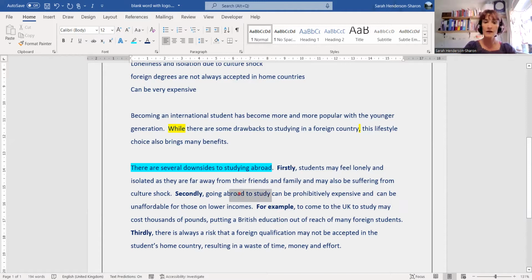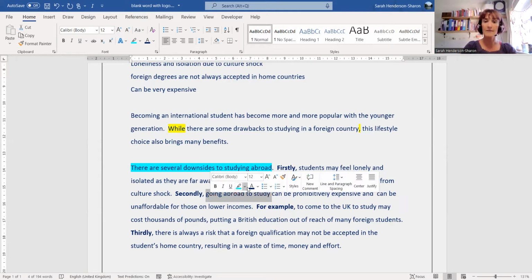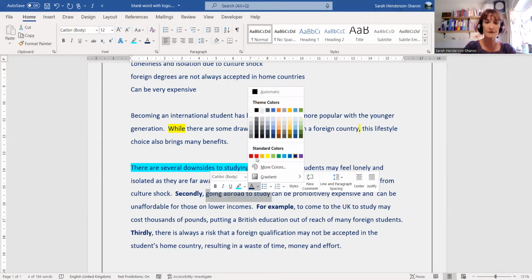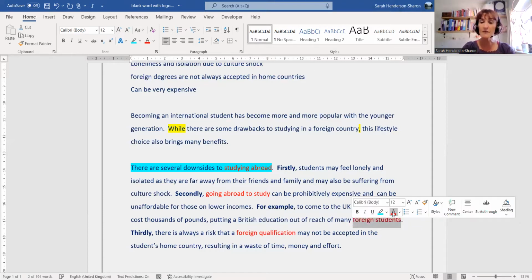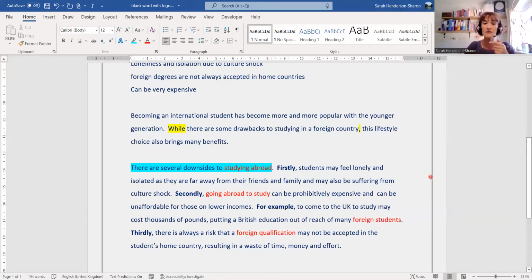Now, I just talked about synonyms, and I've got, even within this paragraph, quite a few examples of synonyms. And I've used the word foreign a little bit, foreign qualifications, foreign students, but this is okay because these words are being used in different ways all the time.